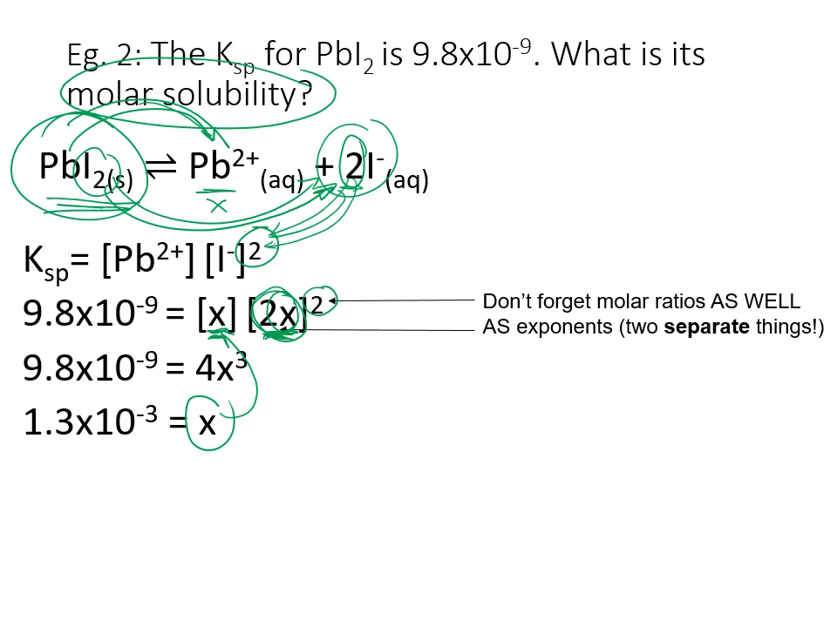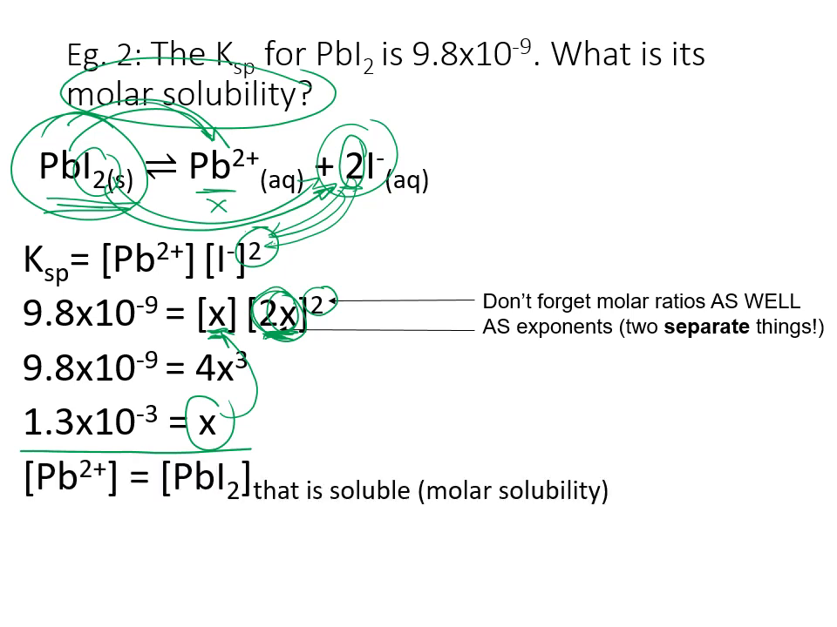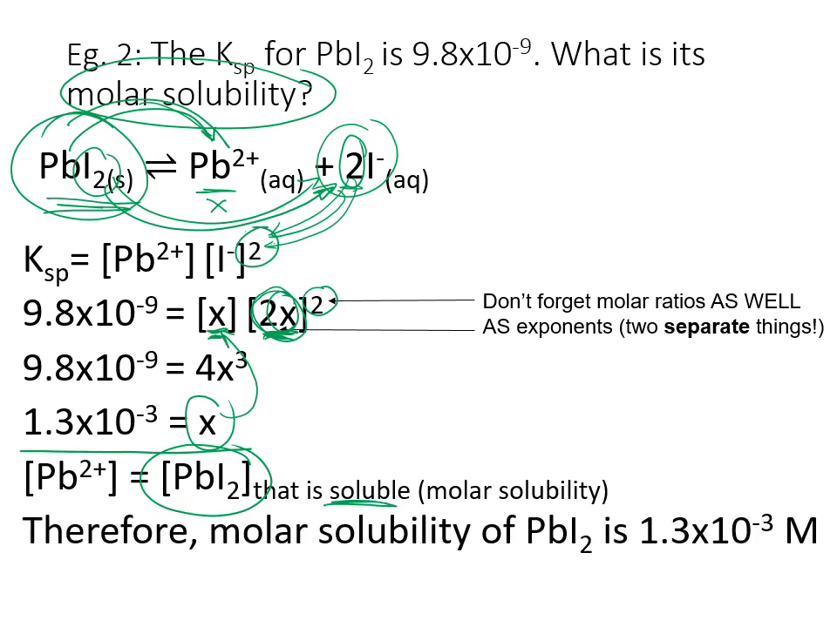So that must be the amount, because for every lead ion that you get is because you got that amount of lead iodide or lead 2 iodide dissolving. So this is the amount of lead that was in solution. Therefore, it must also be the amount of lead 2 iodide that did dissolve. It is its molar solubility. So we can say the molar solubility of lead iodide, the amount that dissolved, is 1.3 times 10 to the negative 3 moles per liter.